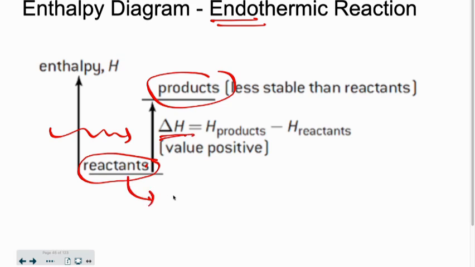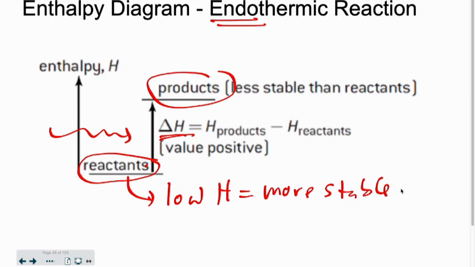Just a quick note here. If you have low enthalpy, that means that you're more stable energetically, and then typically you also have stronger bonds.